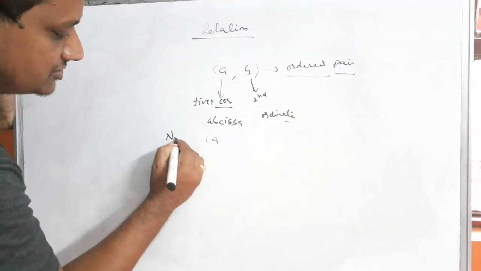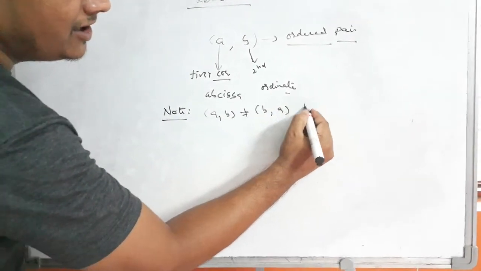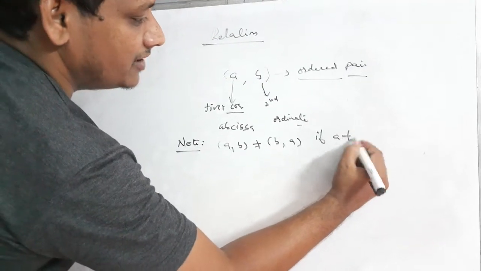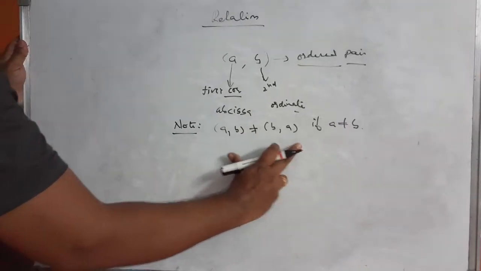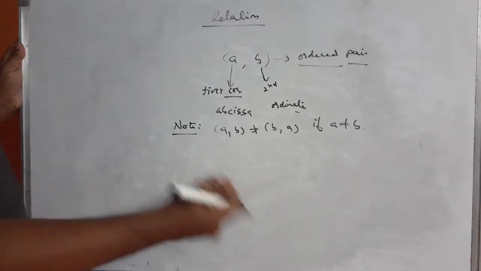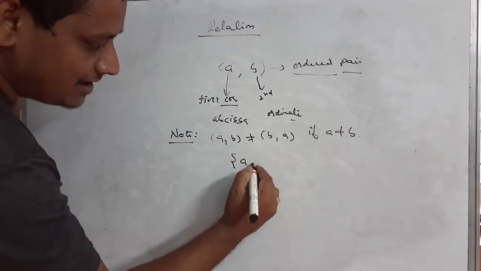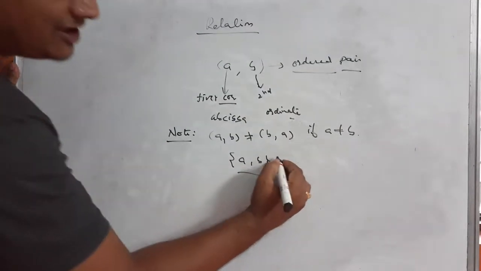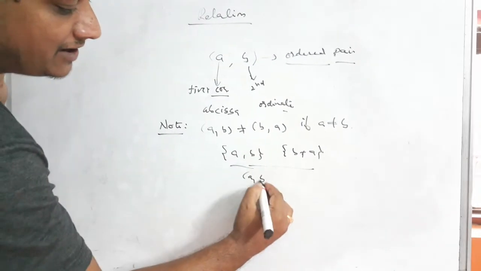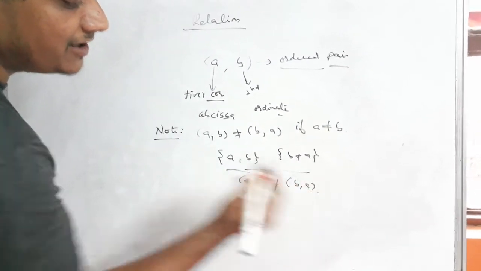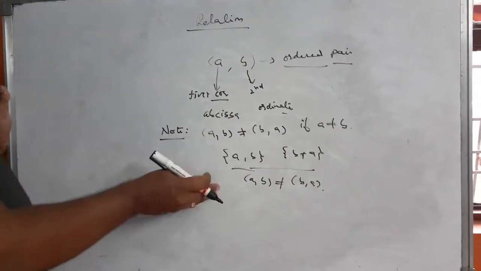What are the conditions? Note here (a, b) is not equal to (b, a) if a is not equal to b. If a is not equal to b, then (a, b) is not equal to (b, a). If both are equal, then we can write (a, b) equal to (b, a). If it is a set, we can write {a, b} as {b, a}, both are the same, but in the ordered pair (a, b) is not equal to (b, a). These are the conditions for the ordered pair.